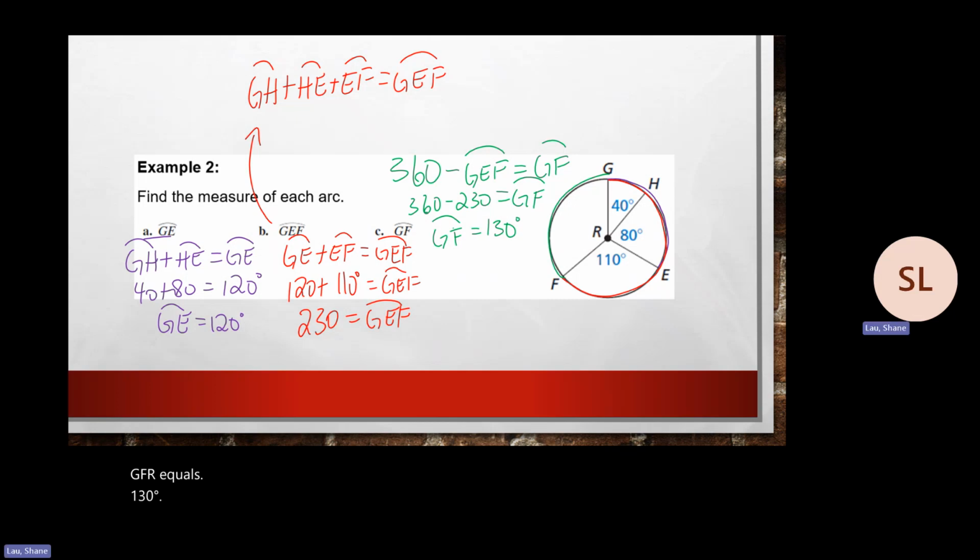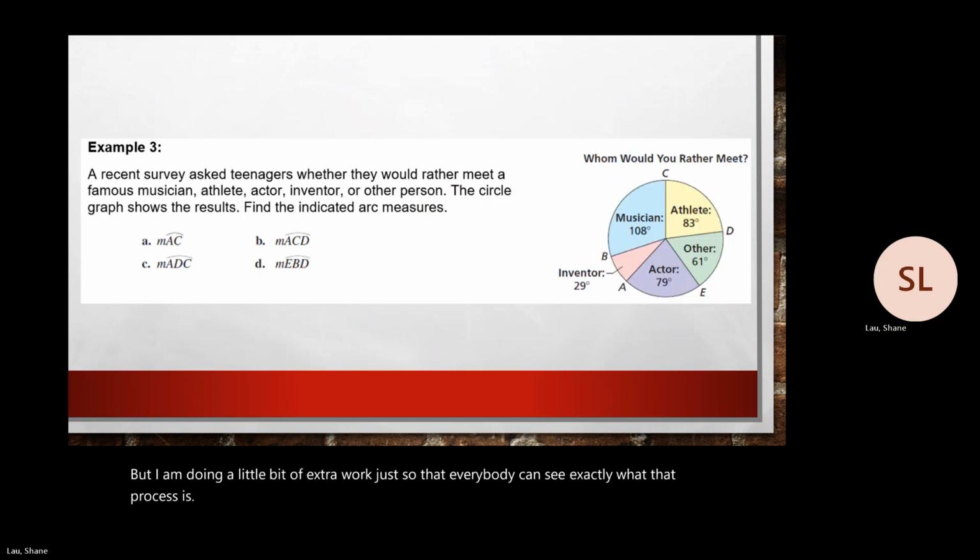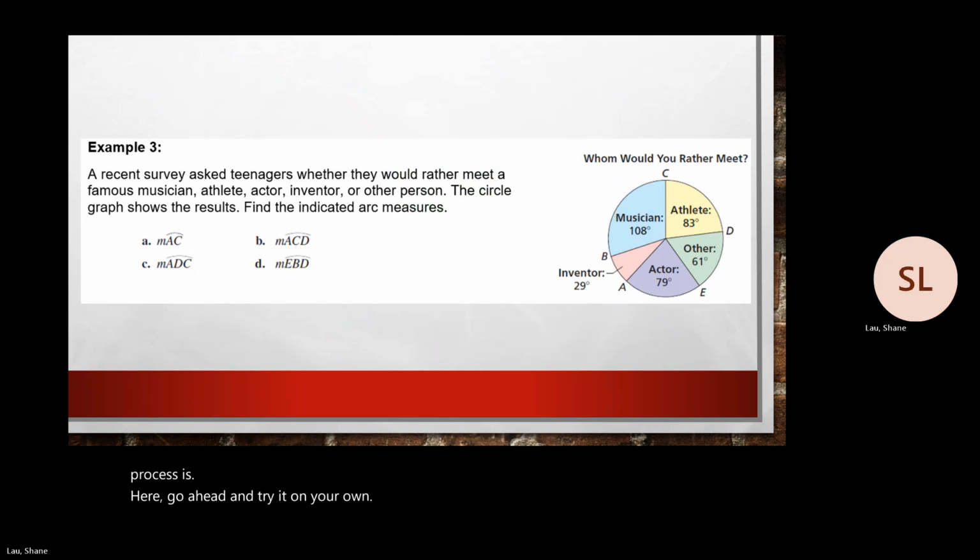I think it's pretty simple. But I am doing a little bit of extra work just so that everybody can see exactly what my thought process is. Here, go ahead and try it on your own. After you've tried it on your own, go ahead and come back.